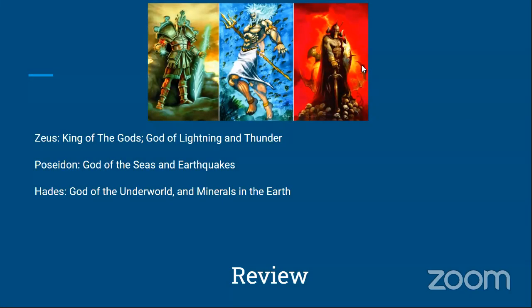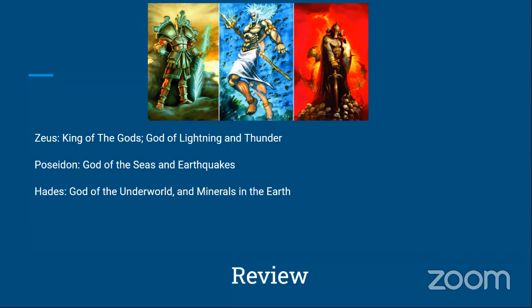All right, next things next. Just a quick review from yesterday. Yesterday, we talked about the big three in Greek mythology. The big three are Zeus, Poseidon, and Hades. Zeus is considered to be the king of the gods. Zeus is the one here with the lightning bolt, the very first one. He's the king of the gods, and he's the god of lightning and thunder.